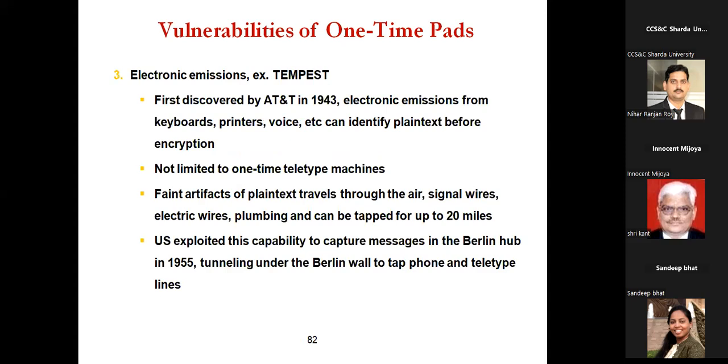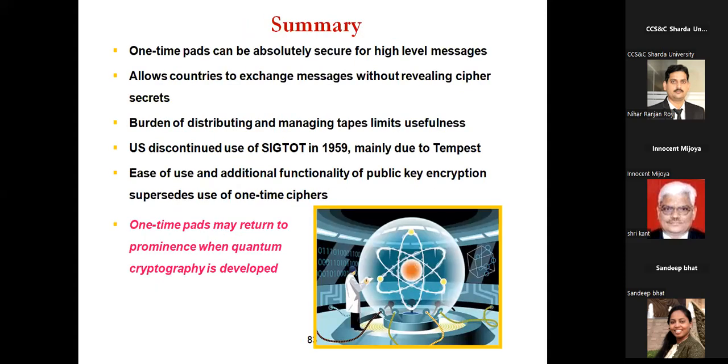Electronic emission, TEMPEST, was first discovered at AT&T in 1943. Electronic emission from keyboards, printers, voice, etc. can be captured and decrypted. That is another one, TEMPEST, which you must have heard of earlier.